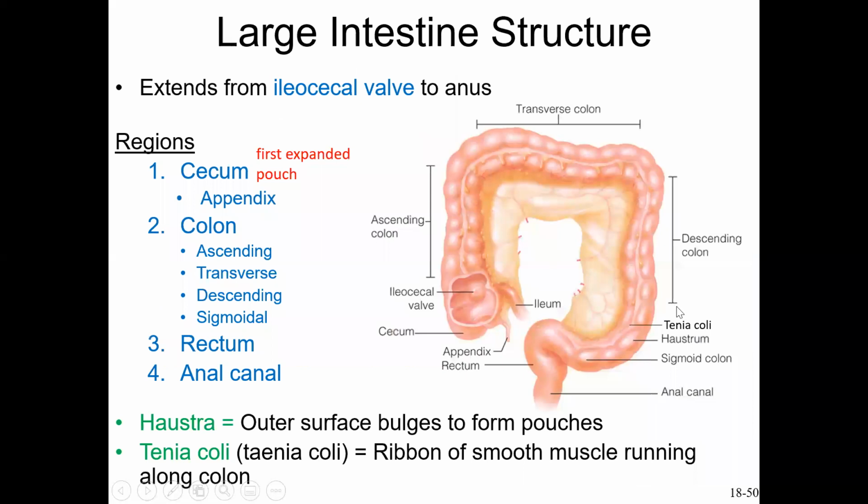Okay, so if you're looking at this picture here, these are the haustra. Haustrum is the singular version of that: haustrum one, haustra multiple. And then the taeniae coli is the ribbon in the very, very middle.